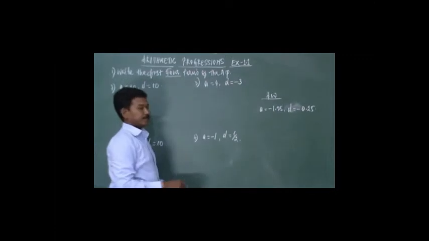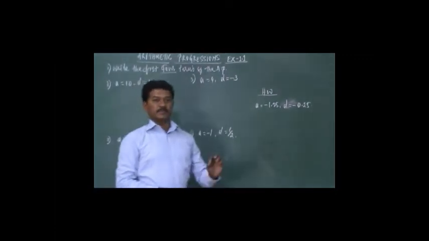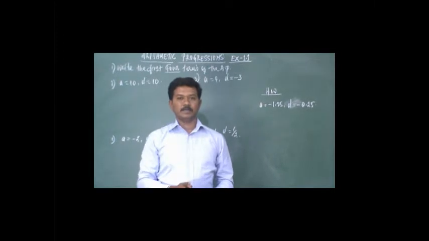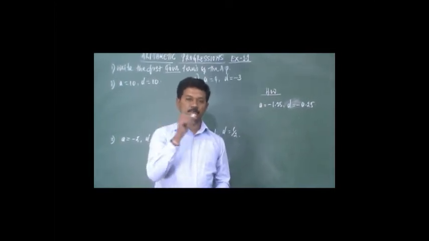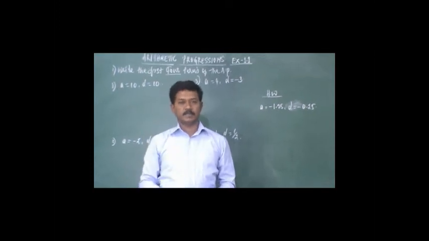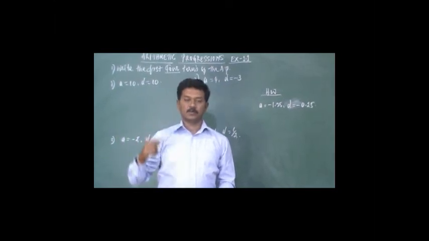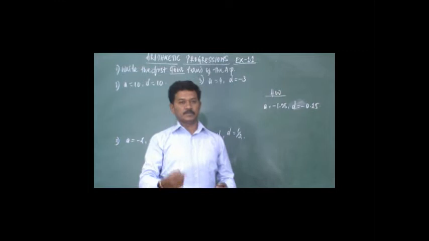Write the first 4 terms of the AP is the given question. So he has given you the first term and the common difference. One thing we have to remember: in an AP, if you want to find out any term, you should know the first term of that AP and the common difference of that AP. If you have the data of its first term and common difference, then you can find out any term of the AP. So in this question they have given, write the first 4 terms of the AP where a is 10 and d is 10. That is, first term is 10 and common difference is 10.